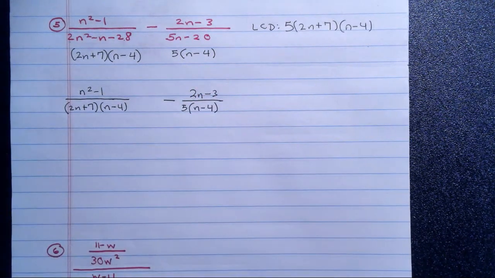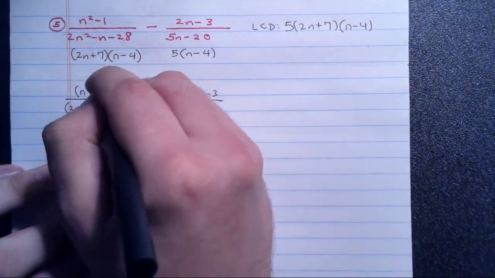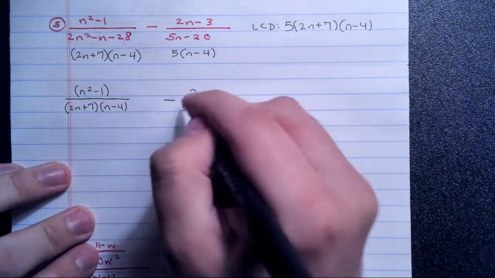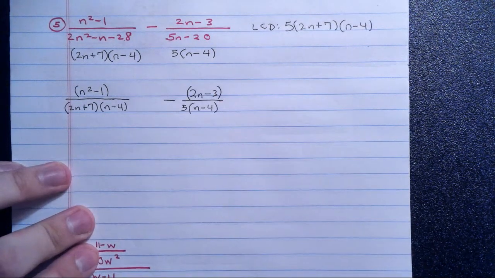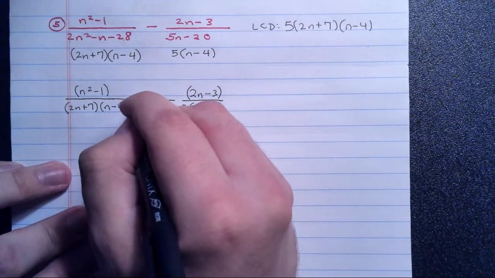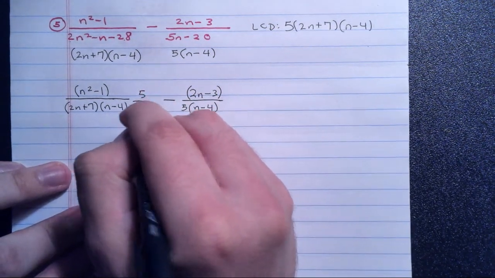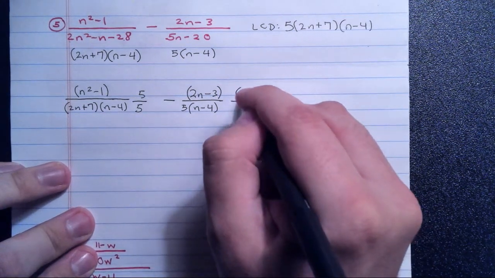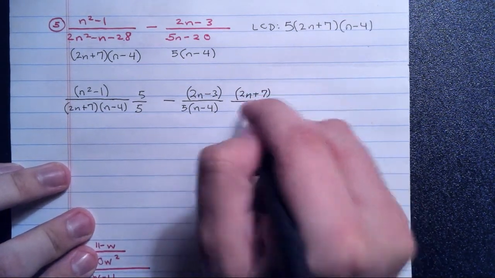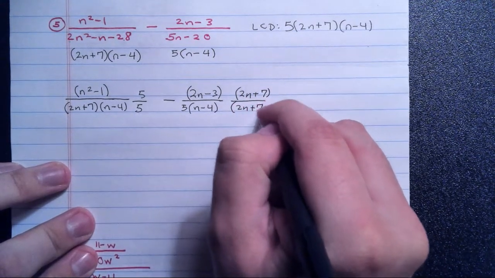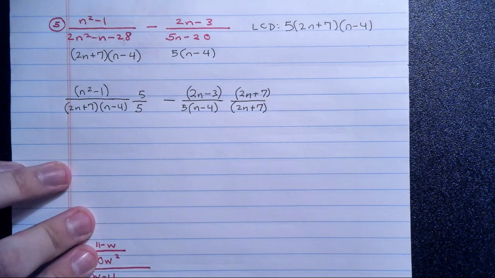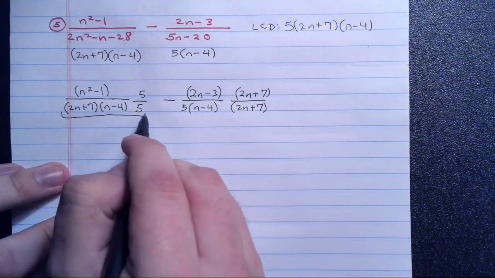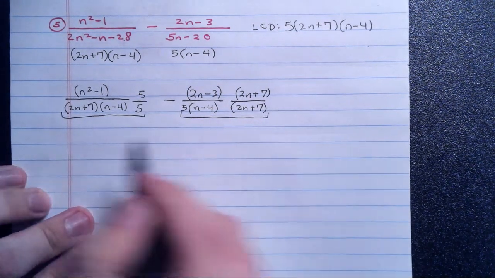All right. Now something else that I'm going to do here. I know that that numerator is going to have to get multiplied. So I'm going to put it in parentheses to make sure I don't screw up any distribution. I'm going to put both of them in parentheses. The first expression needs 5, so I multiply by 5 over 5. The second expression needs 2n plus 7, so I will multiply by 2n plus 7. Again, note the use of the parentheses.